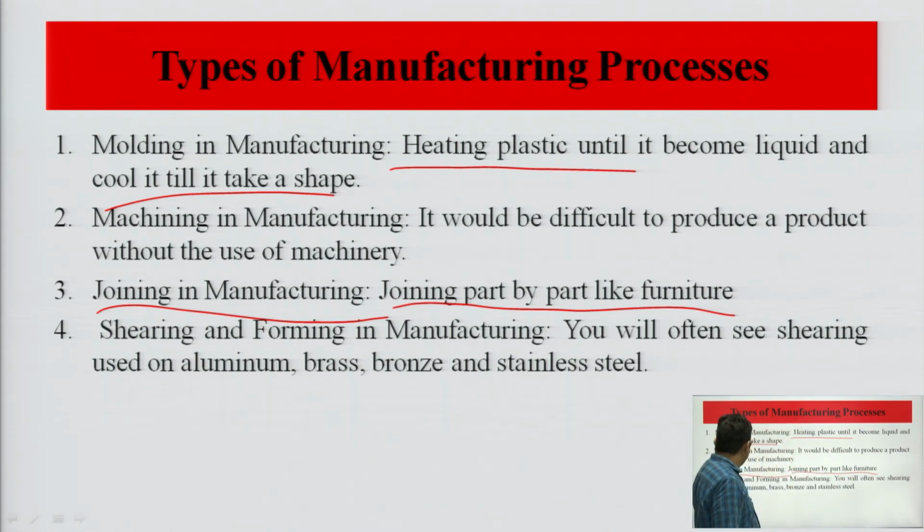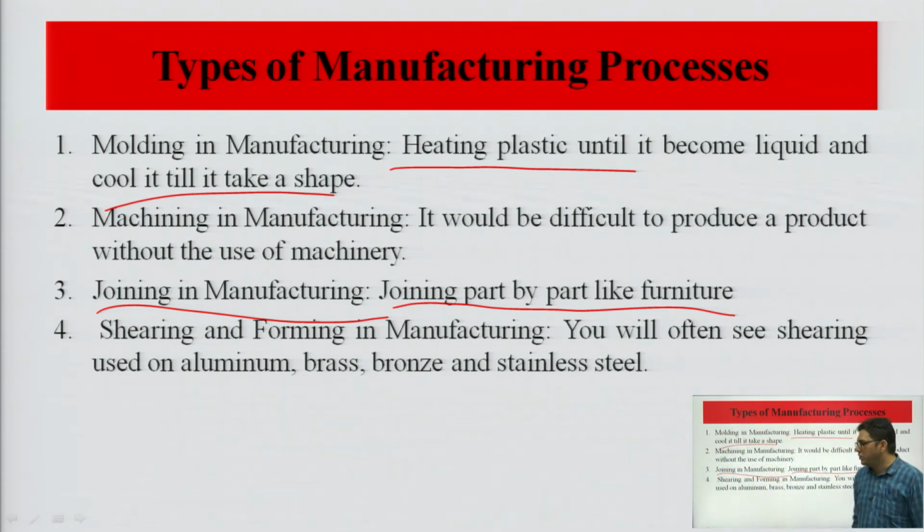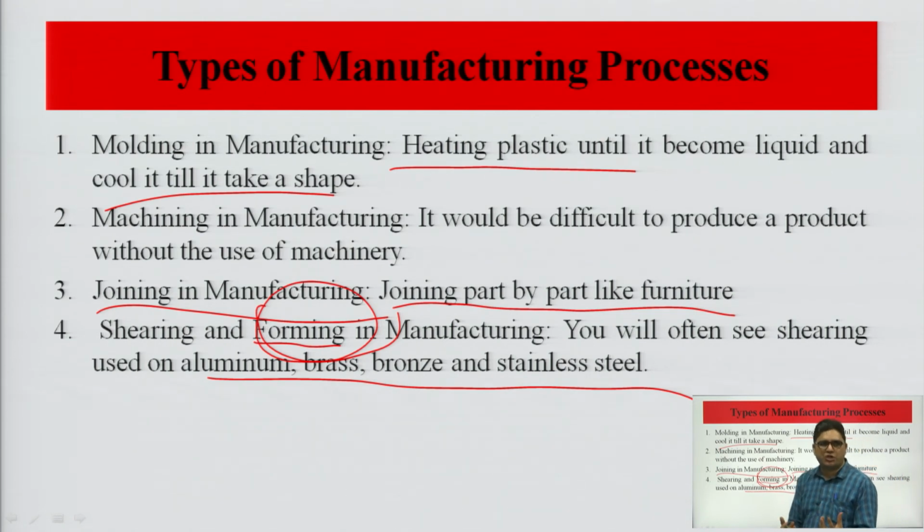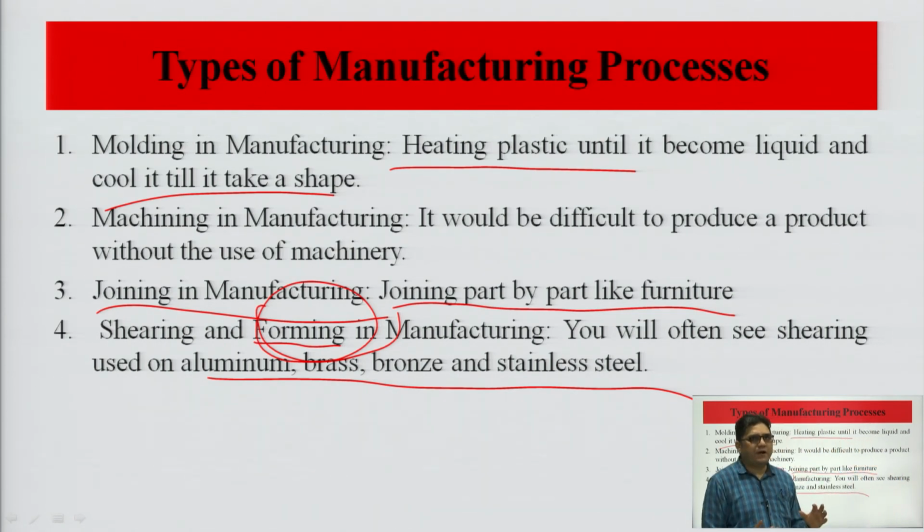Next, it is about shearing and forming in manufacturing. You often see shearing used on aluminum, brass or bronze, and stainless steel. Your stainless steel pots, we have seen each of them has a shape. What do we do? We give the stainless steel a form, whereby a pot comes into shape. So, these are the four different types of processes.